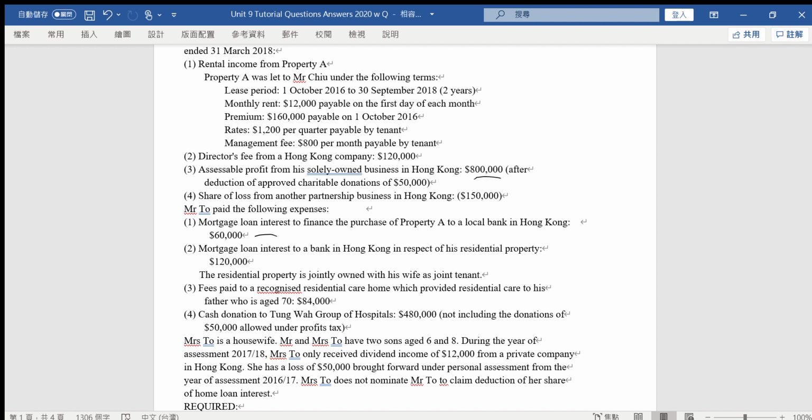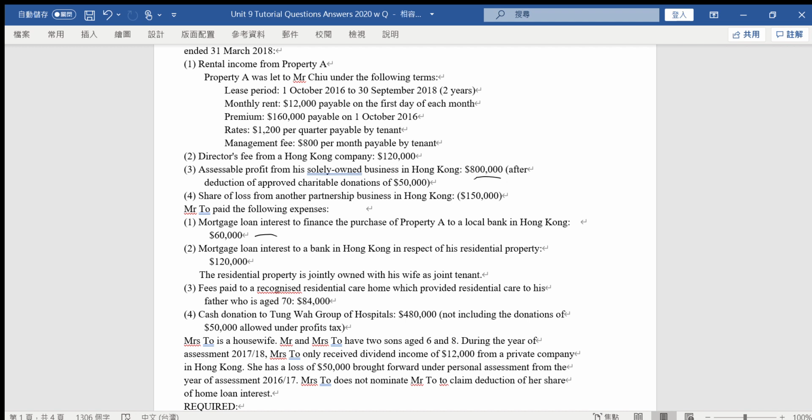Also this is jointly owned by him and his wife, and that's why it should be shared equally. The maximum for 1 year is 100,000. That's why Mr. To can claim 50,000 only. Fees paid to a recognized residential care home is for his father, who is at the age of 70. That's why that can be deducted, but that is the actual amount, so it will be deducted 84,000. The maximum is 92,000.